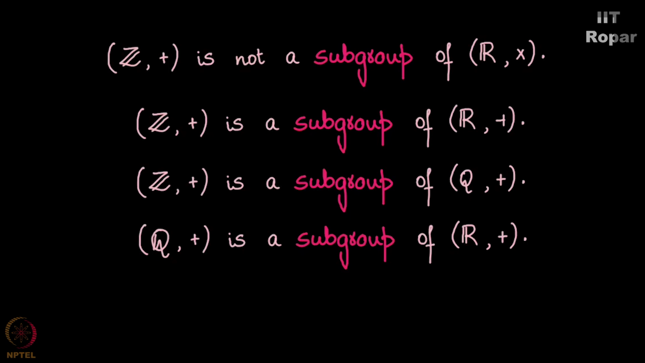Z under multiplication, well, it is not a subgroup, right? And then under multiplication, Q is a subgroup of R under multiplication. Why? Because in Q you have inverses which are there in R as well. That was the only concern why integers were not a subgroup. We see that Q under multiplication is a subgroup of R under multiplication. Well, these were some of the examples of subgroups.